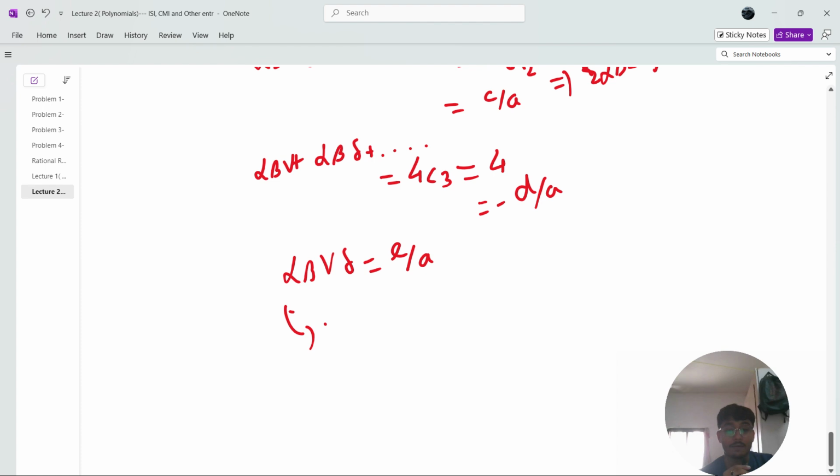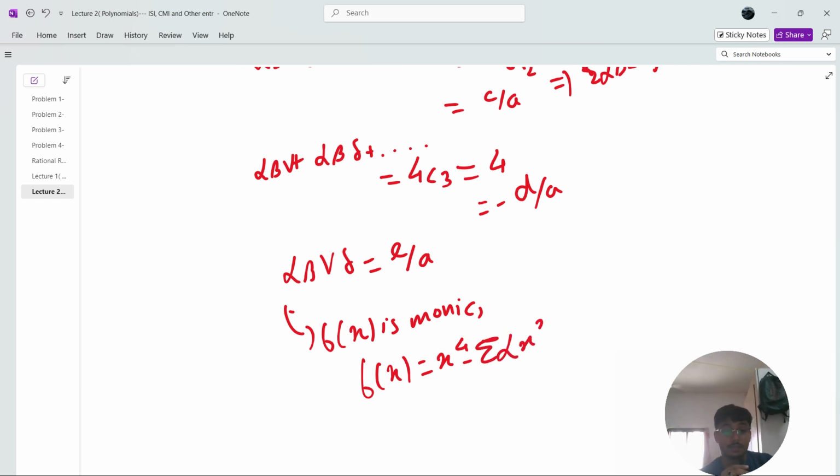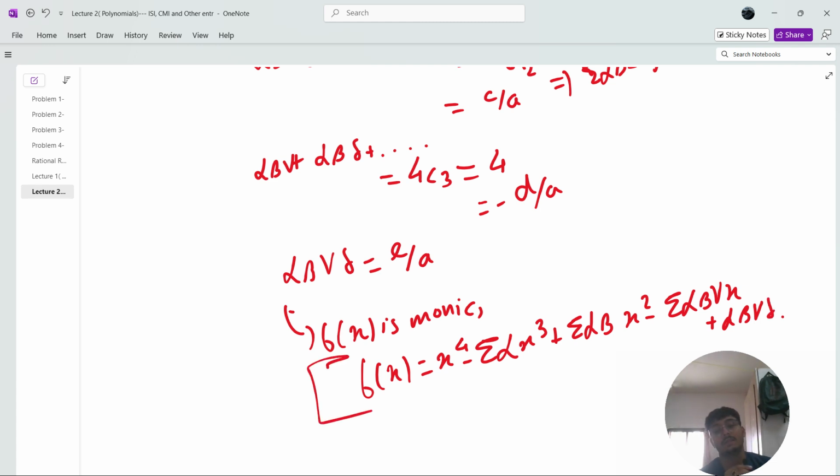Now again, if f(x) is monic, my f of x is going to be x to the power 4 minus summation alpha x cube plus summation alpha beta x square minus summation alpha beta gamma x plus alpha beta gamma delta. So this is going to be my f of x. f of x is monic.